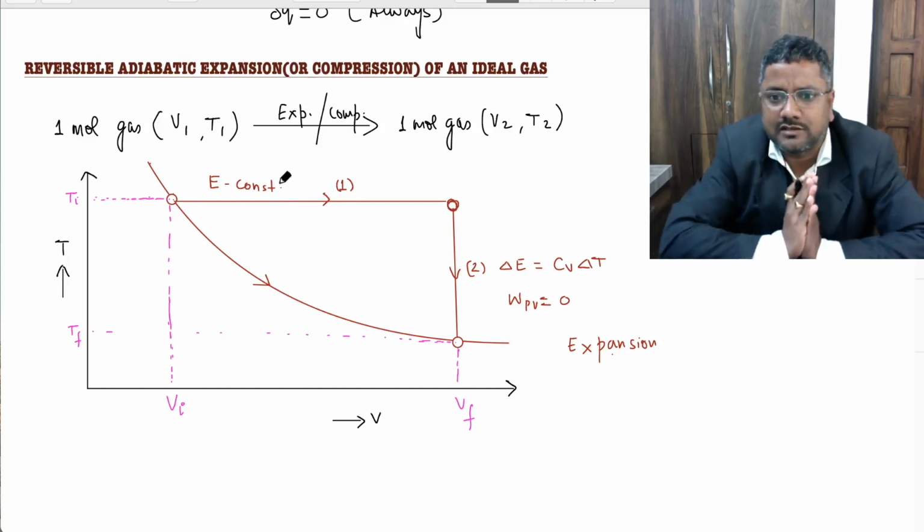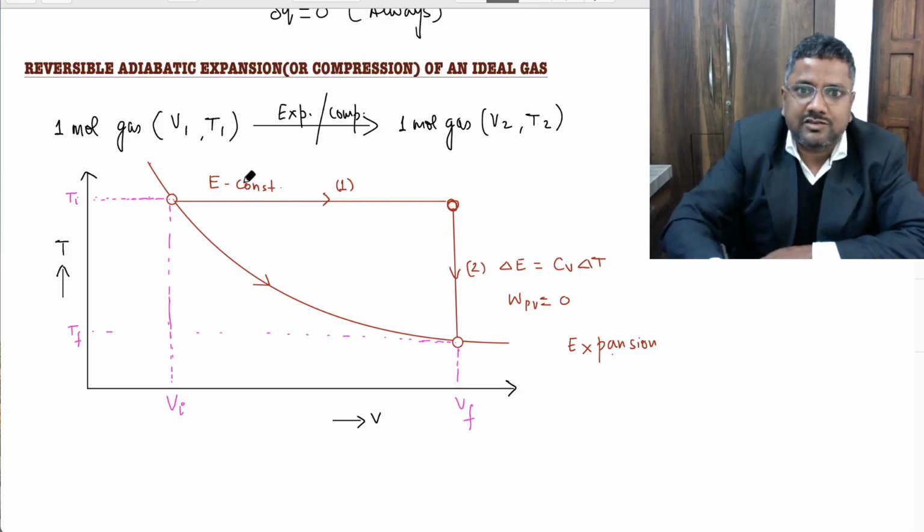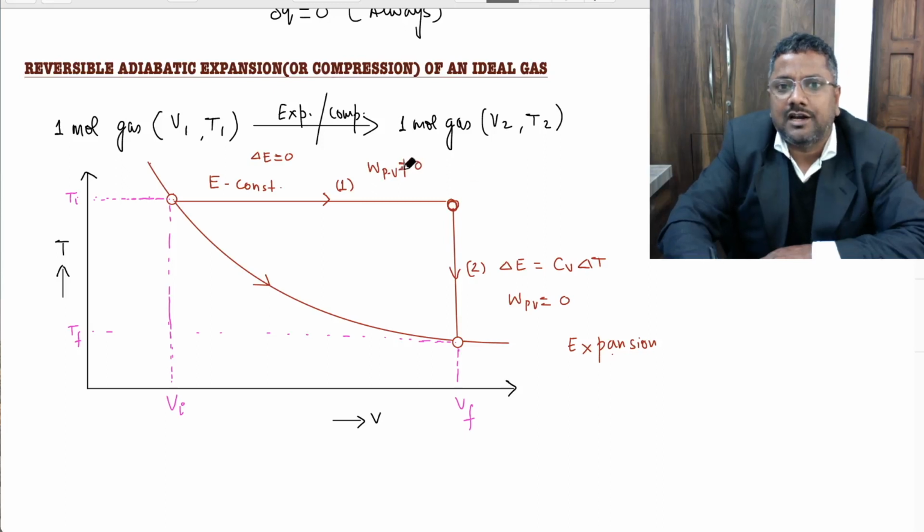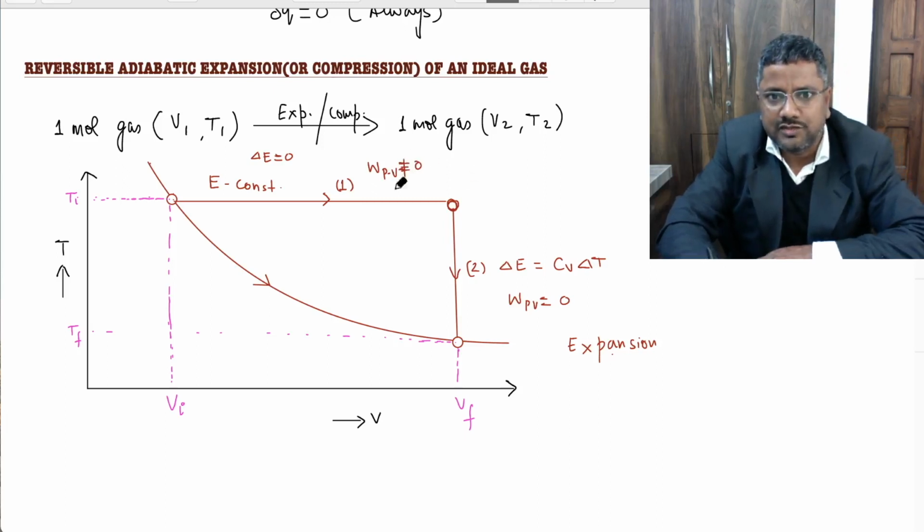We can say delta E is 0, because temperature is constant. So E is constant, but delta E, you can write delta E is equal to 0. But here, this time, the work W_PV is non-zero. And these two, this and this, are always equal.